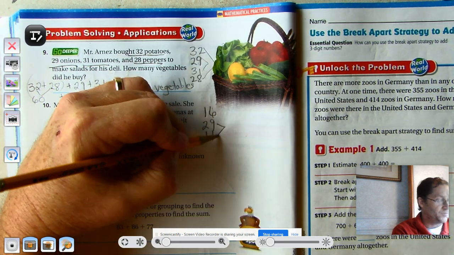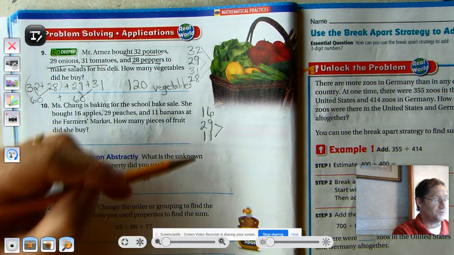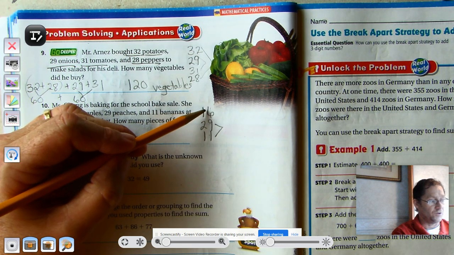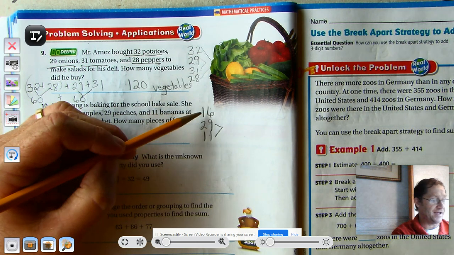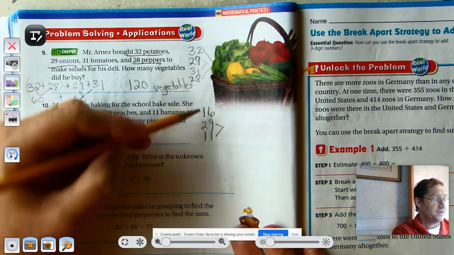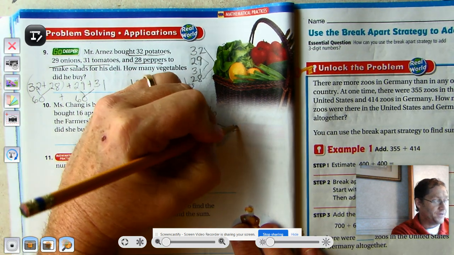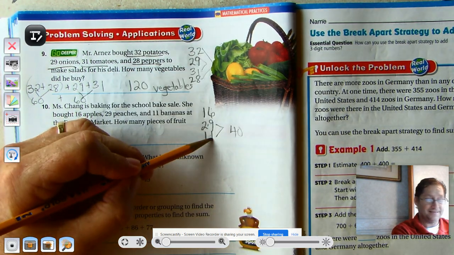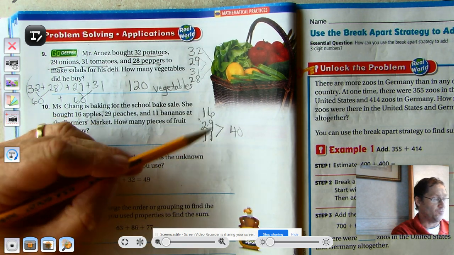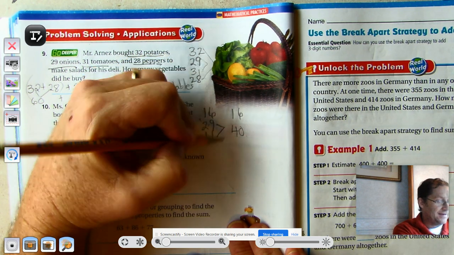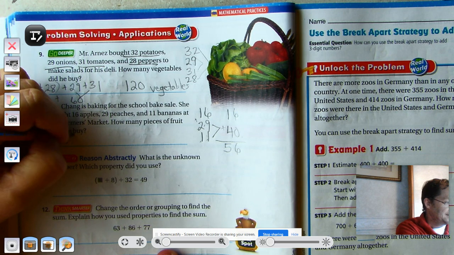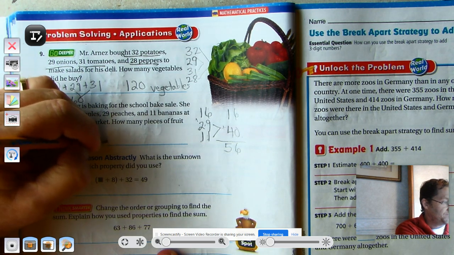So I want to group 29 plus 11. So this would be using the associative property of addition, because we're changing the grouping of the numbers. Instead of adding 16 and 29 first, we're adding 29 and 11 first. And 29 plus 11 is 40, because 9 and 1 is 10, we'd have 1 10 regrouped, 2, 3, 4, 40. And now we'd add the 16. So we'd have 56 pieces of fruit.